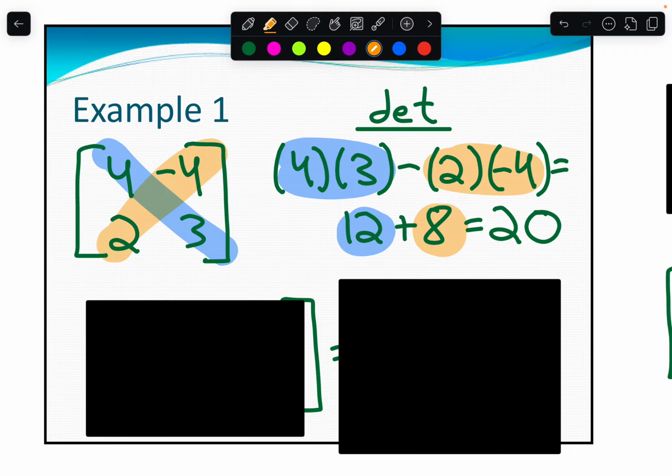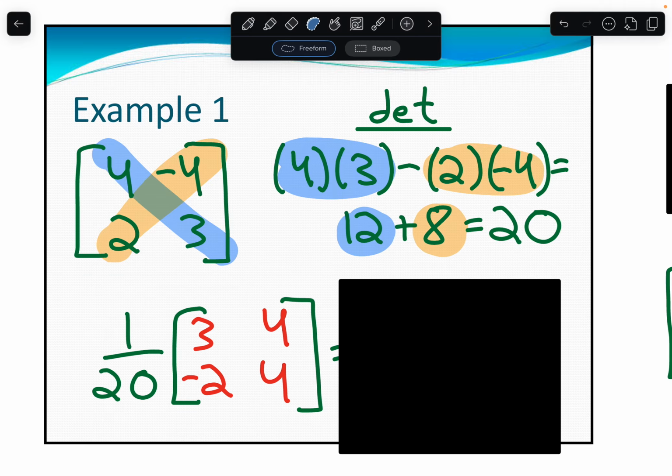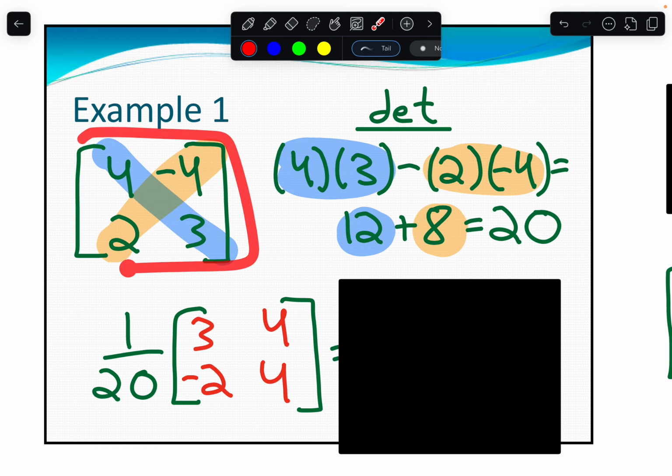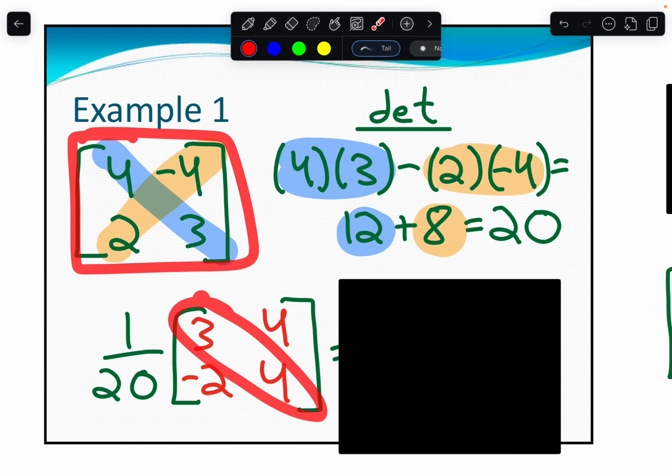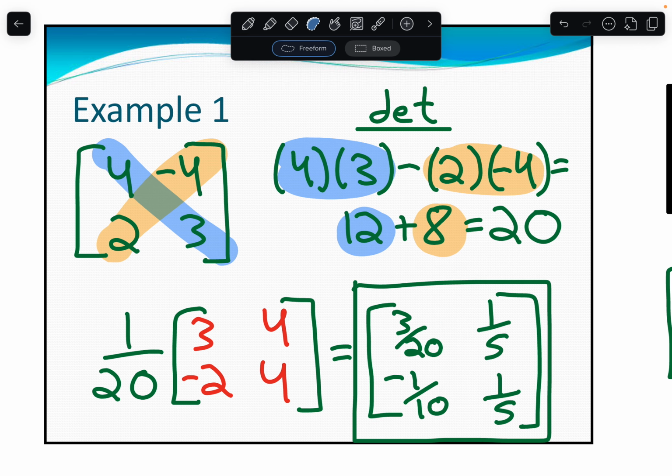And so we're going to take that value and take its reciprocal, and then we're going to multiply it by a special version of the given matrix. We flip-flop the elements in the top left to bottom right diagonal, and then in the other diagonal, we multiply both of them by -1. And now it's just a matter of distributing and simplifying, and so we get a very odd-looking answer, but it's a bunch of fractions: 3/20ths and 1/5 in the first row, -1/10 and 1/5 in the second row.